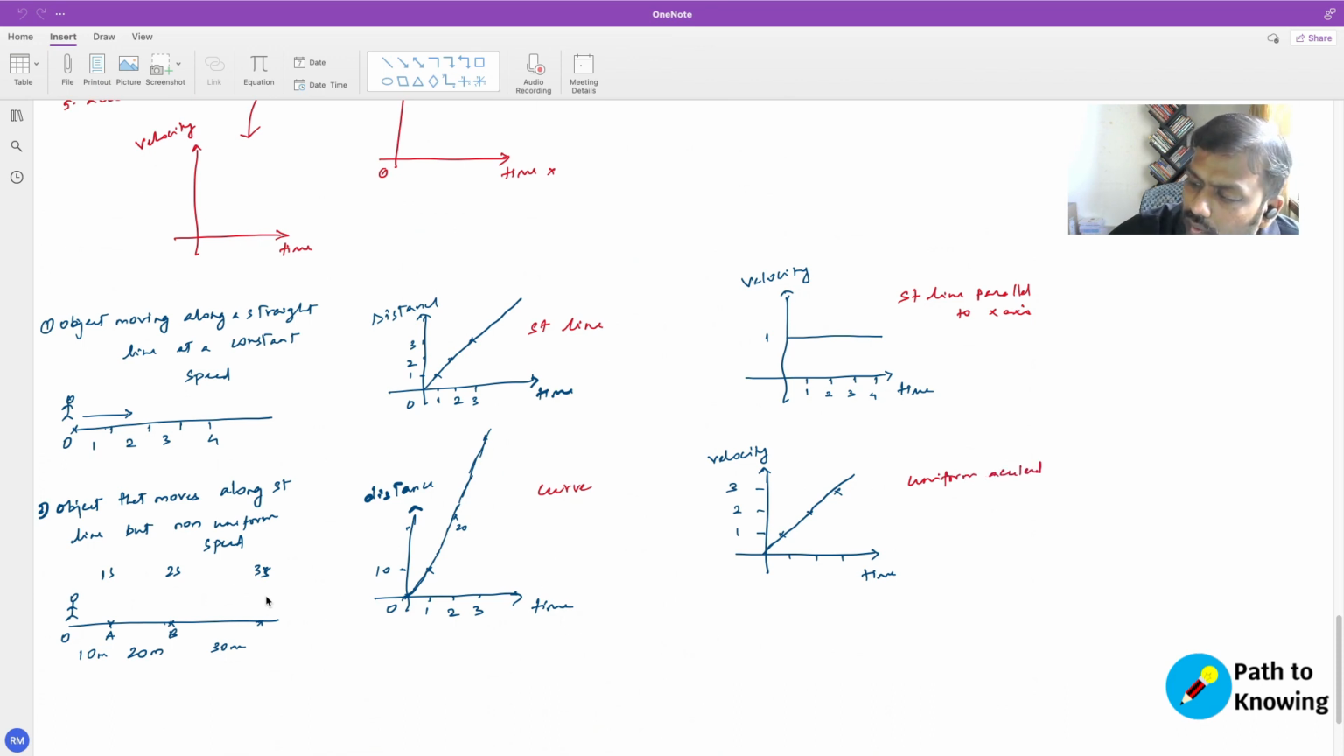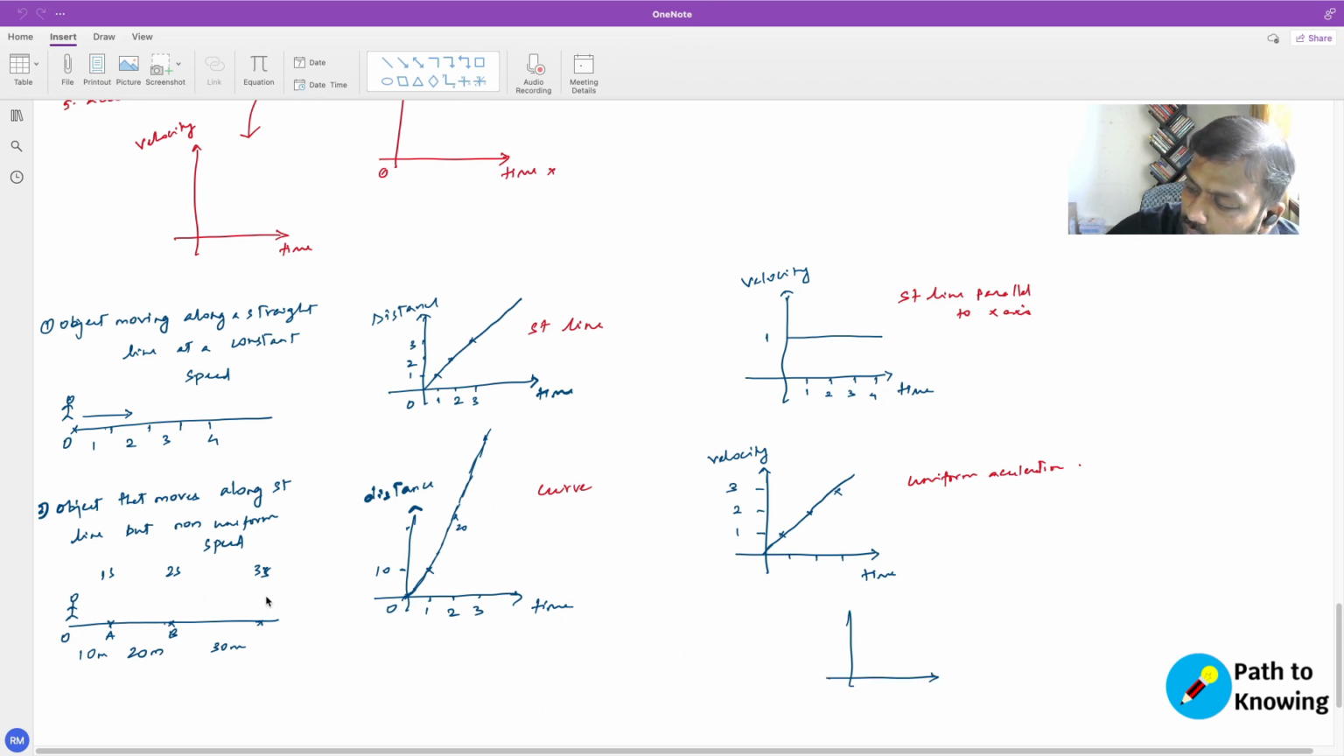And similarly, when an object is not undergoing a uniform acceleration, it can be in any state, right? So your velocity time graph can go in any way. If that object is not uniformly accelerating, your graph will not be a straight line. So this is a non-uniform acceleration.